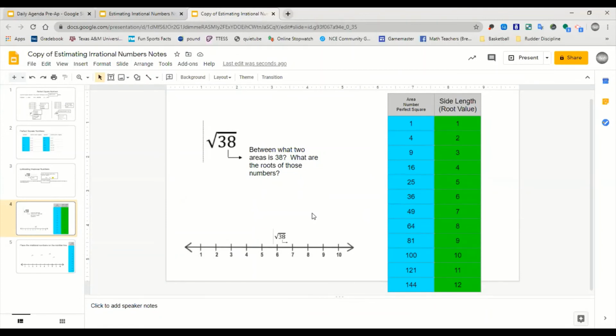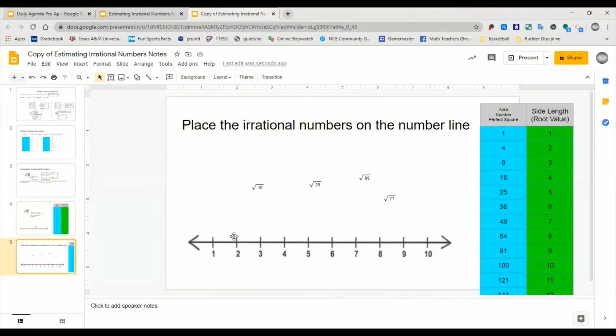All right, so on the next slide, I'm going to call on some people and I'm going to ask you guys to help me place these. So these are irrational numbers, right? Do we all agree that these are irrational? Are any of these perfect square numbers that are in the radicals?